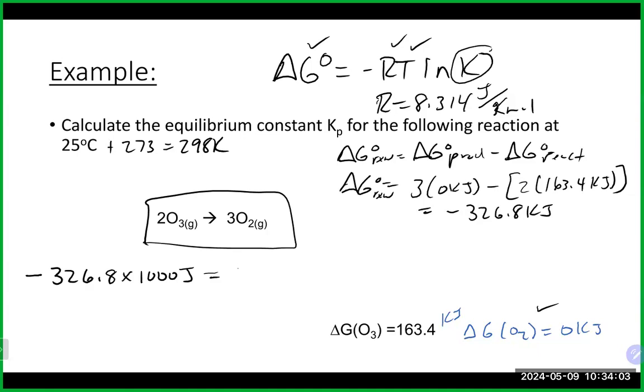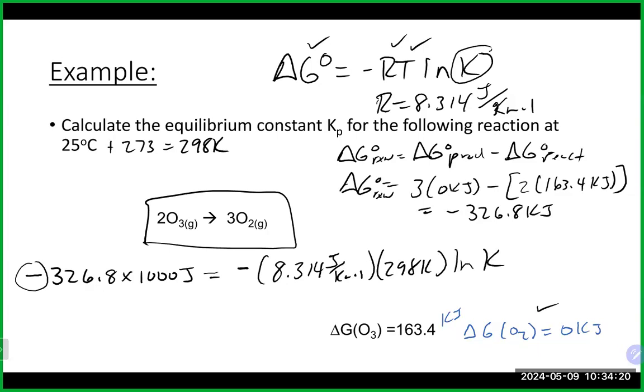That's going to give me the negative that's there as well, not to be confused with the negative that's over there. And that's really important. You've got both of those negatives, 8.314, 298, natural log of K. So cleaning up the left and right hand side here, it's going to give us a negative 326,800 joules is equal to a negative 2477.572 natural log of K.